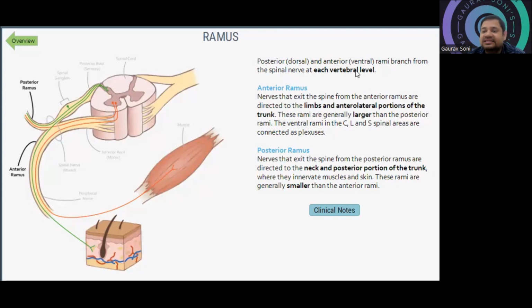Posterior rami exit from the spine at the posterior part. They are small. They are directed towards the neck and the posterior portion, the back side. They innervate the muscles and skin. So pathology in a ramus typically results in mixed sensory and motor symptoms.